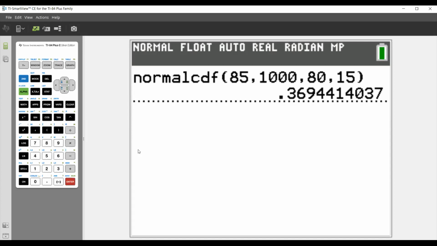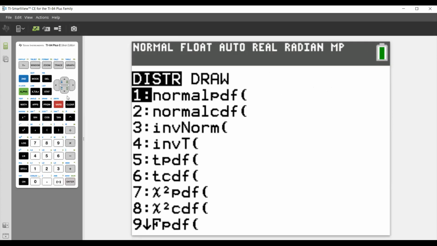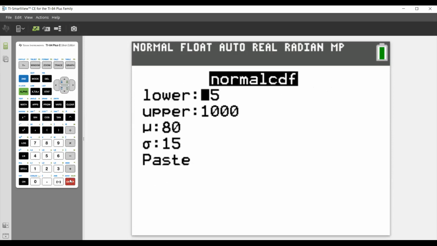Okay, and again, let's say we wanted to know, what's the probability that if we select somebody at random, they scored less than 70 on this test? So again, we would do normal CDF. Again, it keeps the numbers in as before, so less than 70 means left tail, doesn't it?